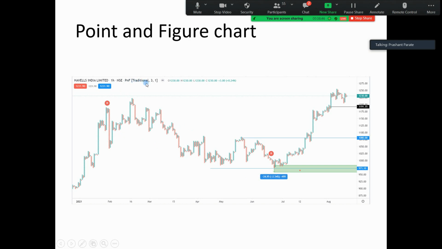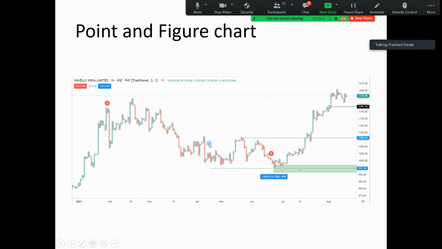Here we can see that there is 3 box reversal, 3 points and 1 box reversal. So when a candle moves in that particular time period, this is 1 hour chart. If a candle moves for more than 3 points in 1 hour, only then the next candle, next cross or O, is formed. It is a little bit tedious to understand how it is formed, but it is not required to know how it is formed. What is important is how to identify and project the targets.